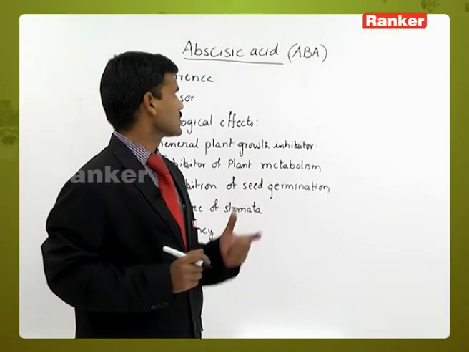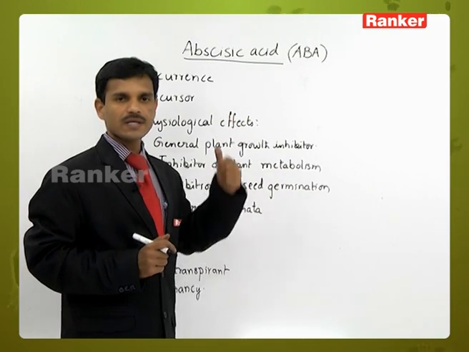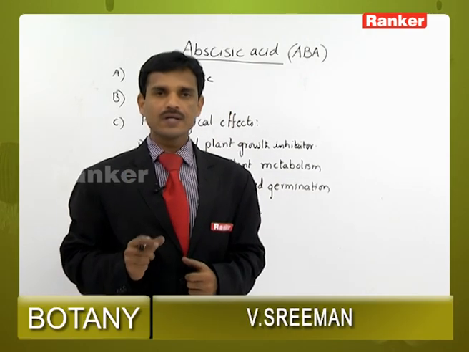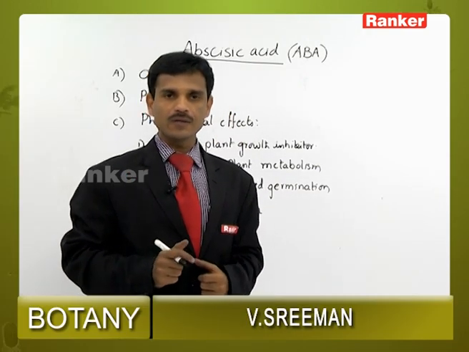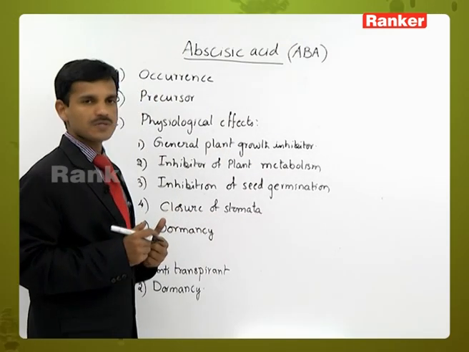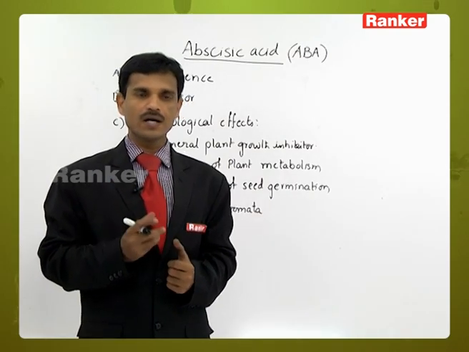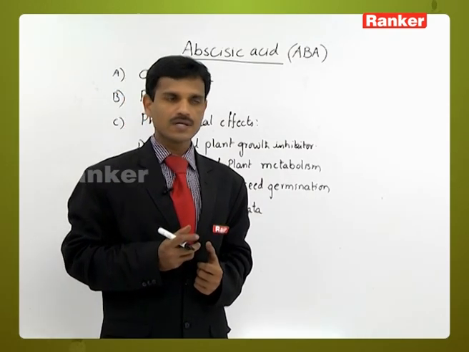Let us discuss abscisic acid. It is also known as ABA. It is one plant growth inhibitor. Generally, abscisic acid is synthesized in the dormant seeds or dormant pods.